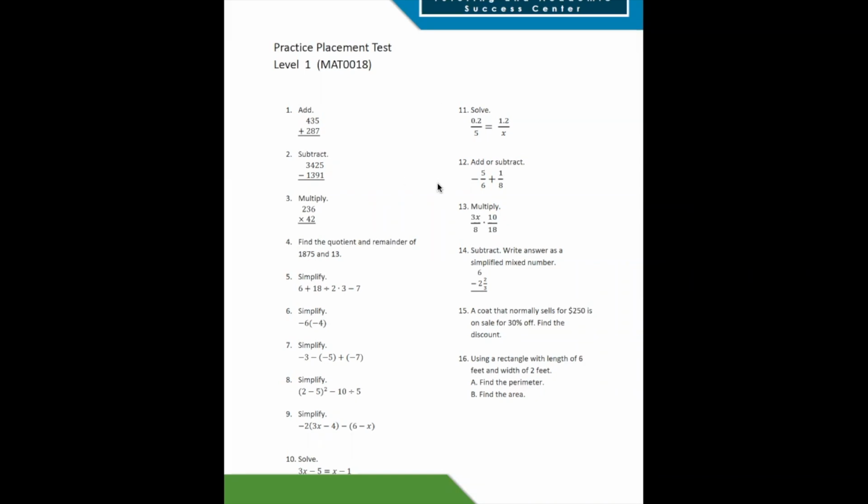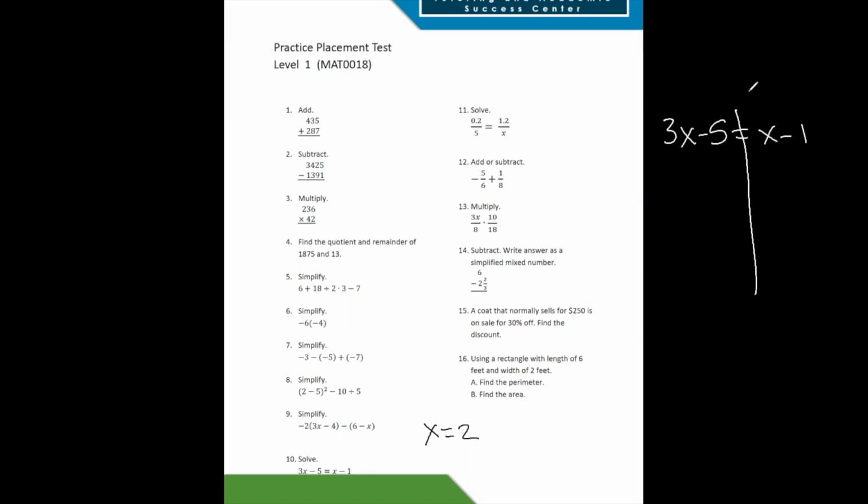For number 10, we have the equation 3x minus 5 equals x minus 1. So the correct answer for that one is going to be x equals 2. Let's solve it to see how we got that. So 3x minus 5 equals x minus 1. Our goal is going to be to get the x values on one side and the numbers on the other side using inverse operations, meaning using the opposite. Keep in mind, it doesn't matter what side we bring the x's to and what side we bring the numbers to. So the choice is totally yours.